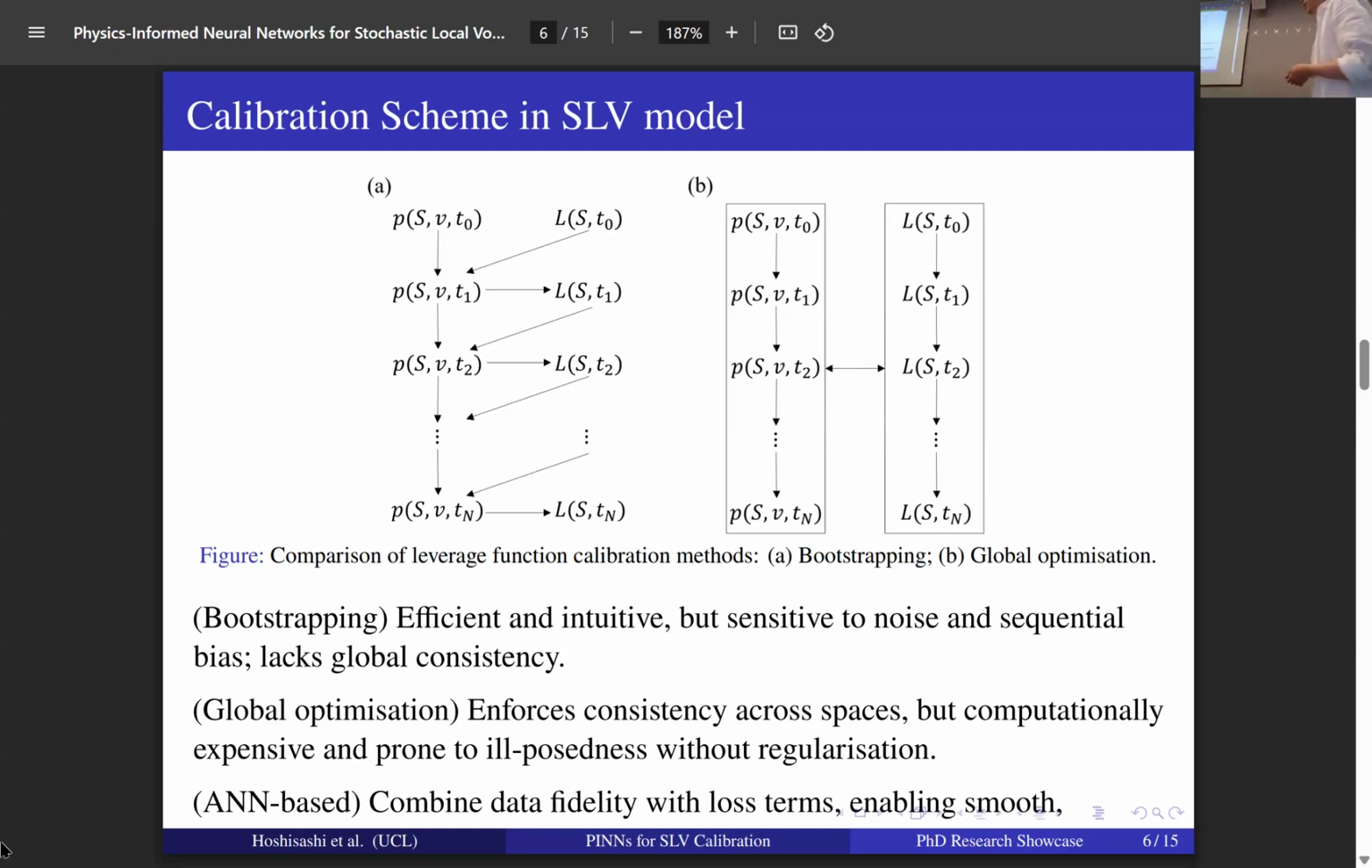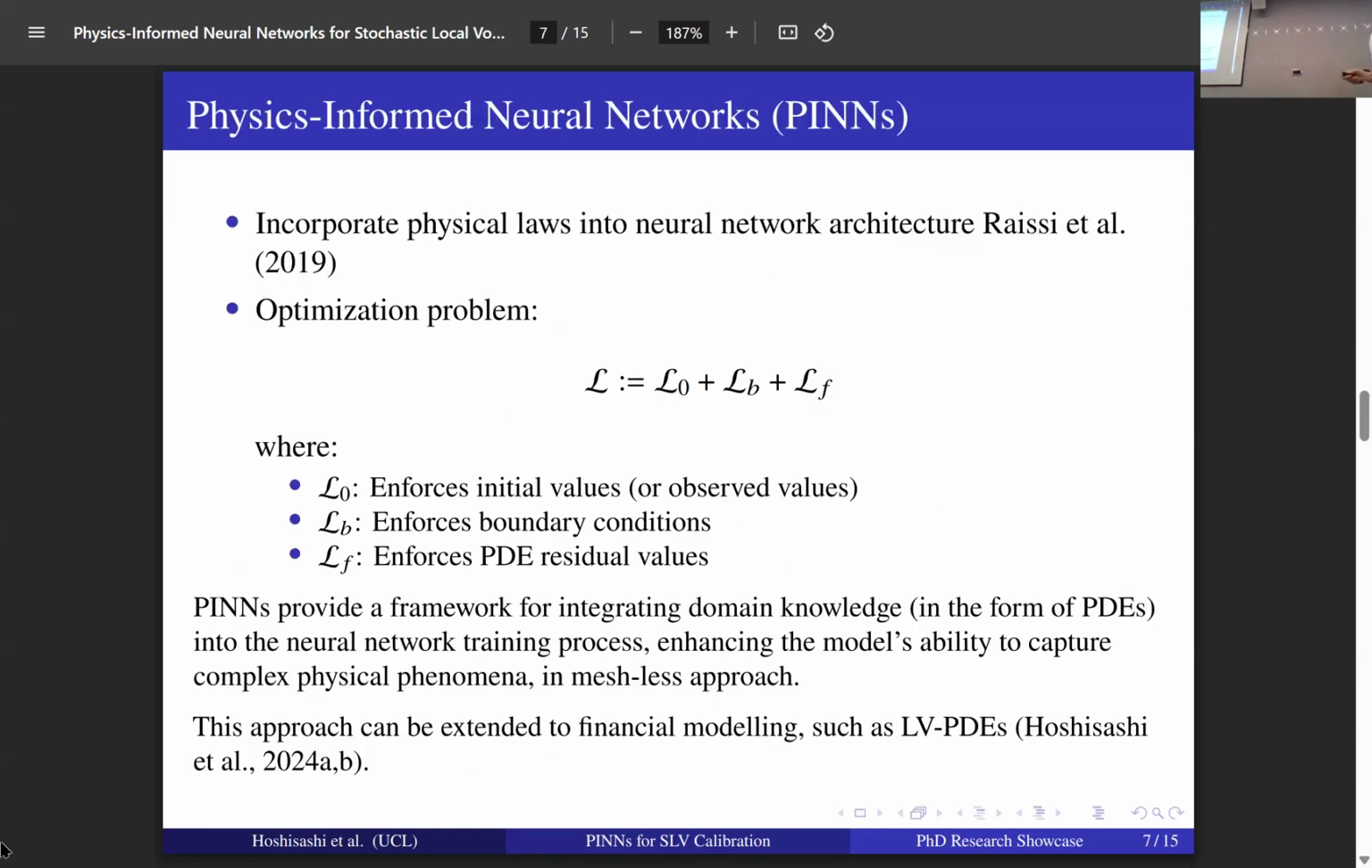So we are now trying to take artificial neural network approaches for this problem. It can combine data fidelity with loss terms, and it enables smooth value function generation by the strategy used to create the loss term function. Recently, the physics-informed neural network approach has been featured to solve such complicated PDE problems.